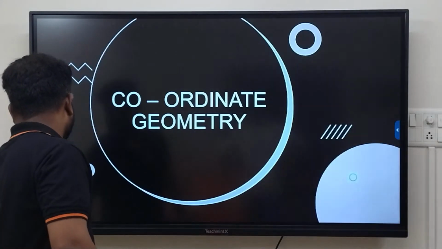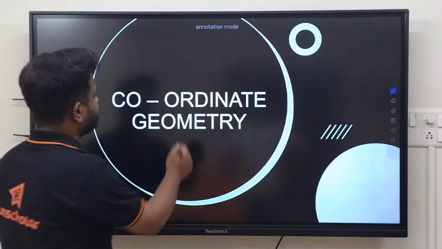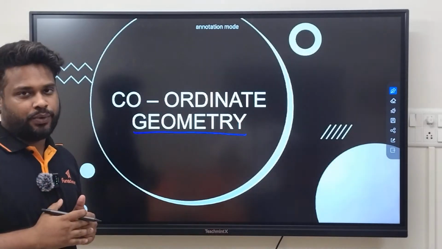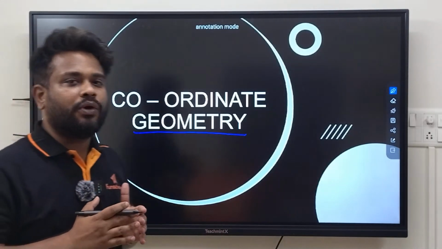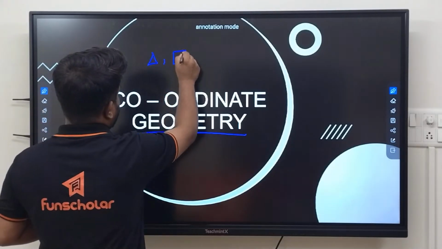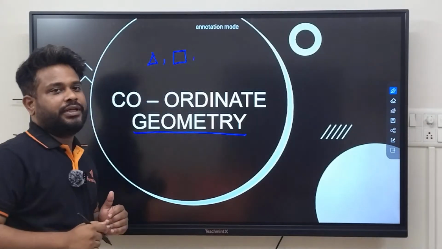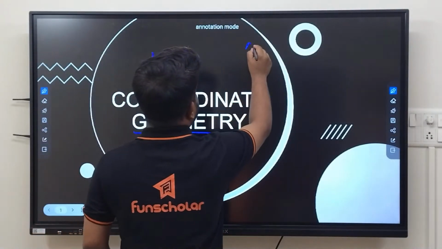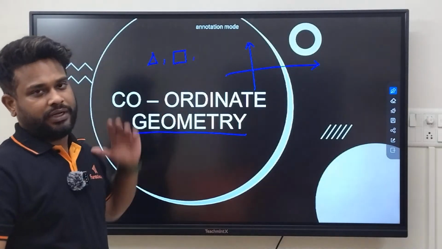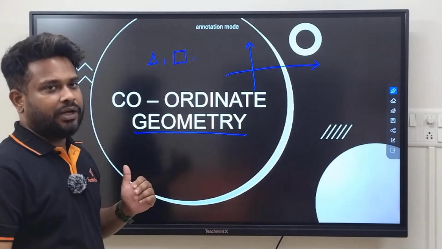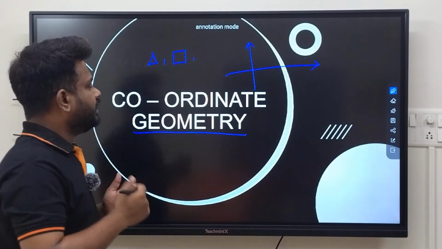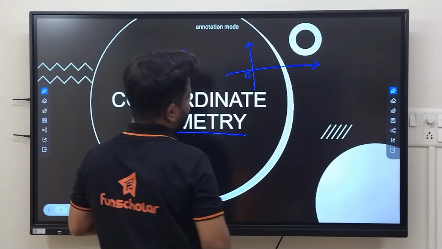From the name you can simply assume that it has something to do with geometry, okay? In geometry we have already learned about shapes, right? But in coordinate geometry there will be a significant use of coordinates, which we have already learned, or if you haven't learned yet, then we are going to learn it in this lecture, okay?